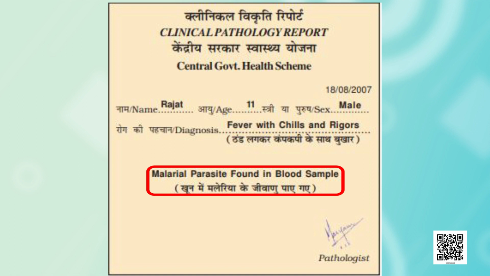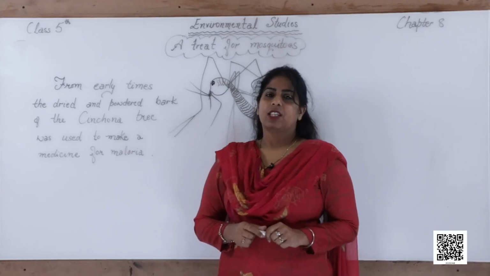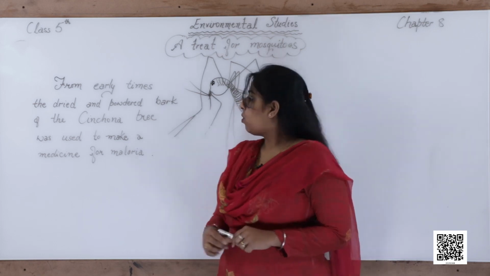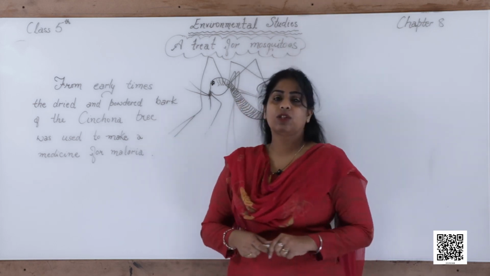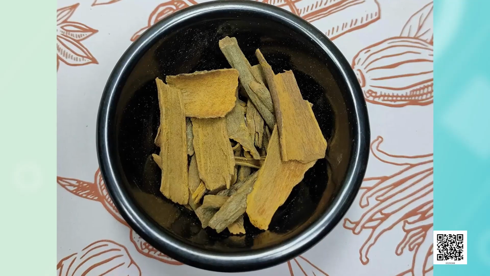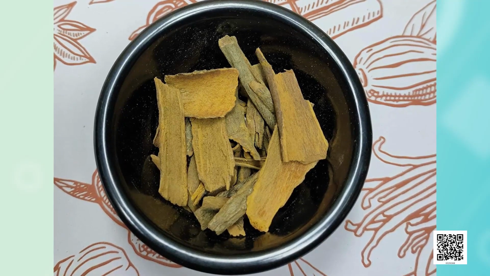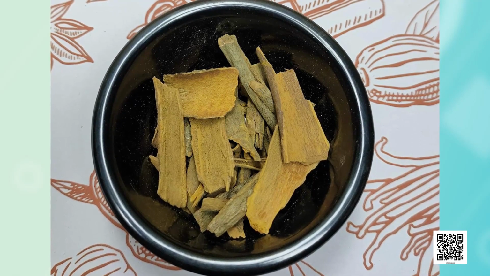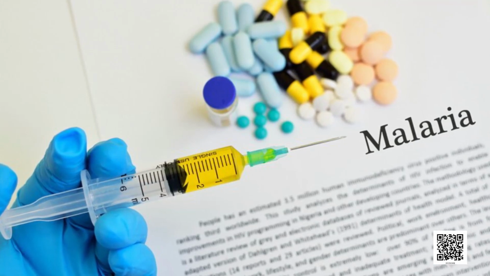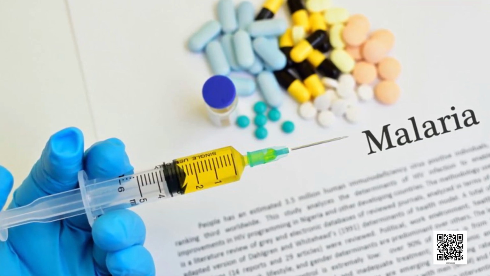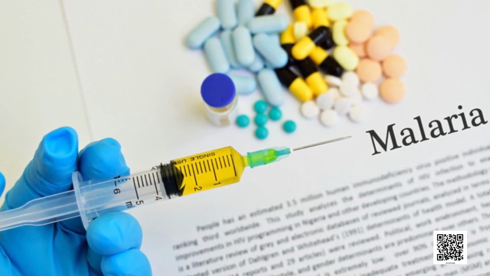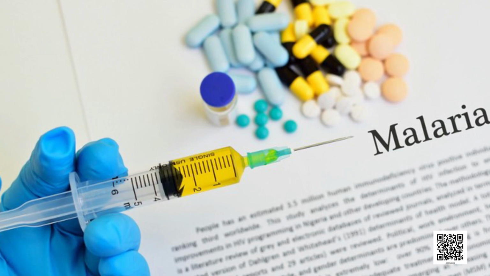Now let us talk about the medicine for malaria. Children, from early times, the dried and powdered bark of the cinchona tree was used to make a medicine for malaria. Earlier, people used to boil the bark powder and strain the water which was given to patients. Now, tablets are made from this. Now, let's go back to the discussion that the students were doing. Let's listen to what they are saying.